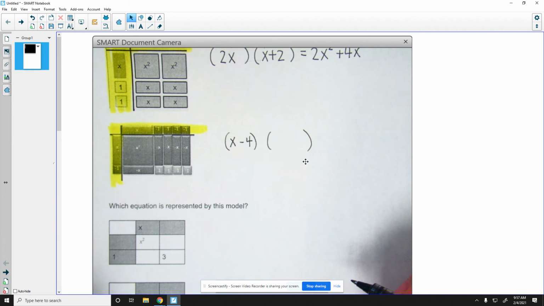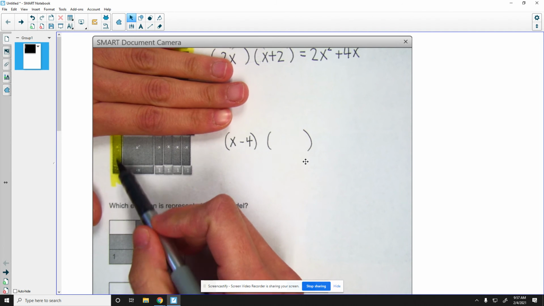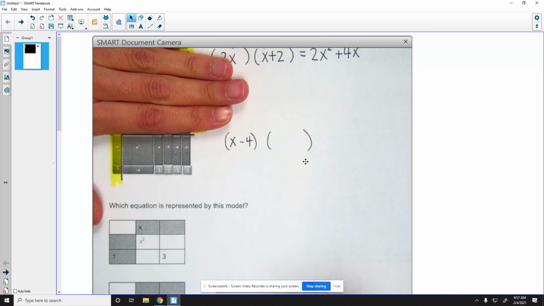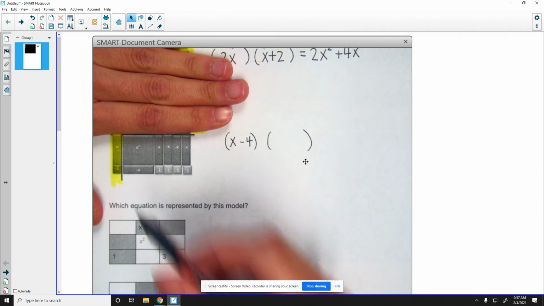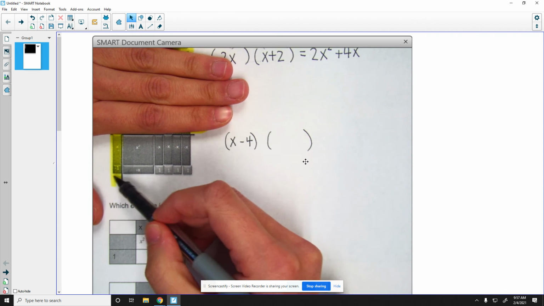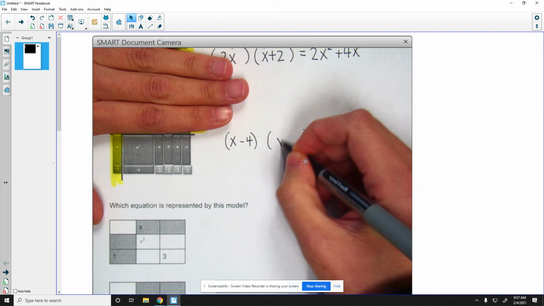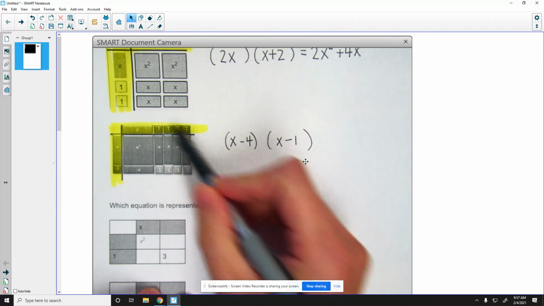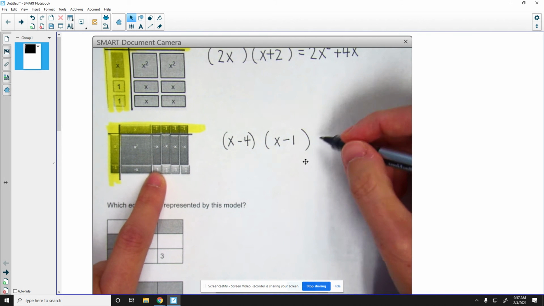Okay. And then let's do this one on the side. Does someone different think that they know what that one would say? Grayson? X minus 1. So you have an x, and then you just have a 1 minus 1. So it's x and then minus 1. So that's what this problem is showing you. And then they solved it.